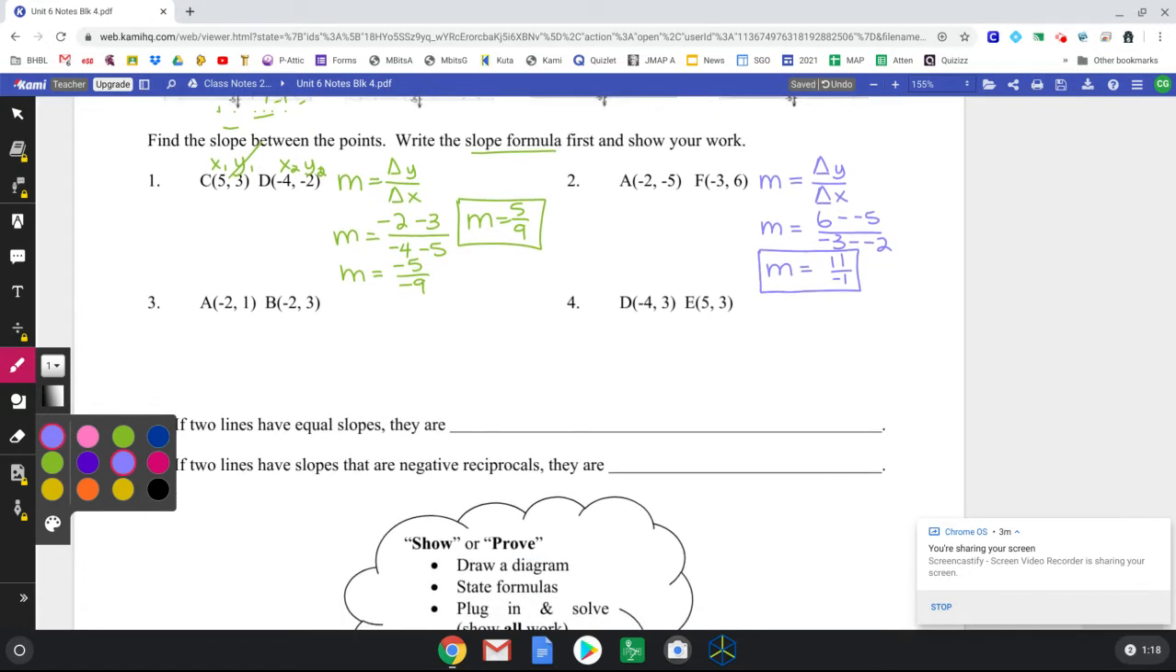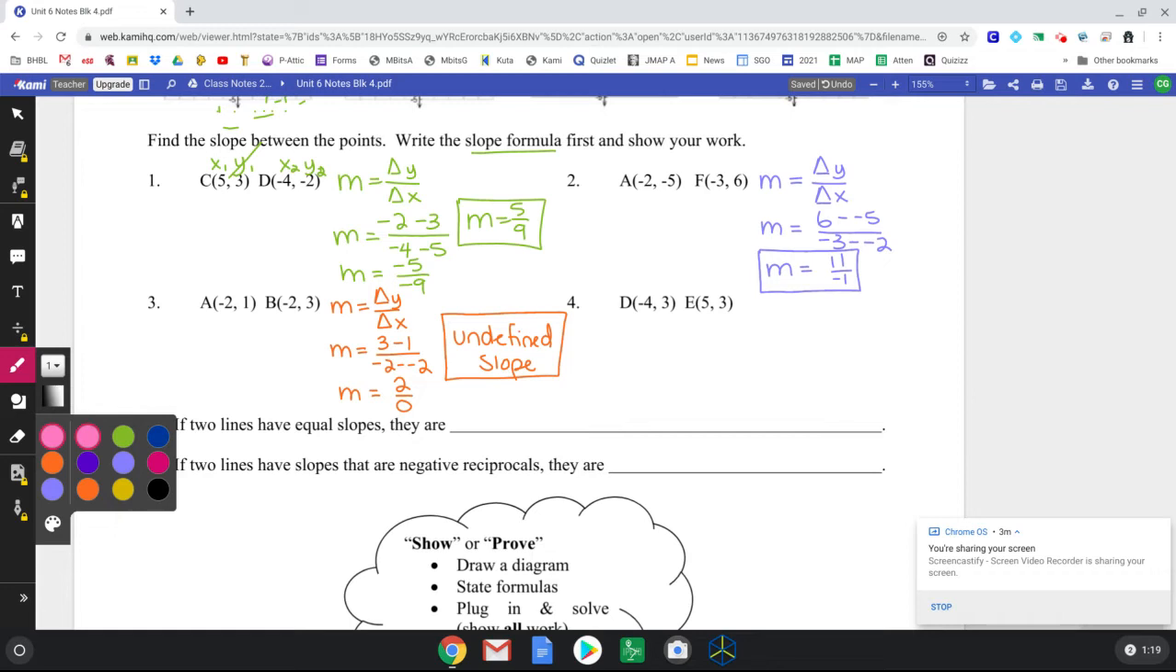Number 3. Again, writing my formula down. Plugging my numbers in this time: 3 minus 1 over negative 2 minus negative 2. So here's a situation where we have 2 over 0. Rather than leaving this as a number, we are going to say that it is undefined. We could also say that it has no slope, but that's going to be our answer.